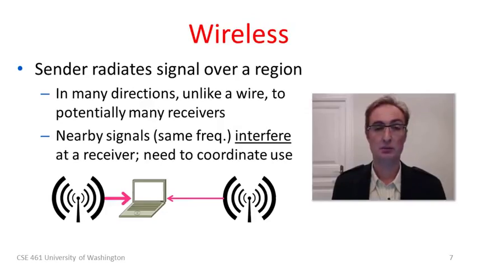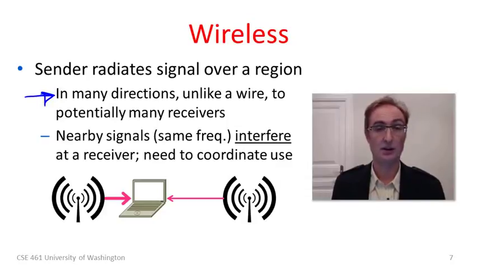And the third kind of media that we'll look at is wireless. Wireless is fundamentally different than wires and fiber optic in one important respect, and that is that the sender is radiating a signal in many directions. It's radiating across a region. So the signal, rather than being confined to a wire or to a fiber optic cable, radiates in many different directions.